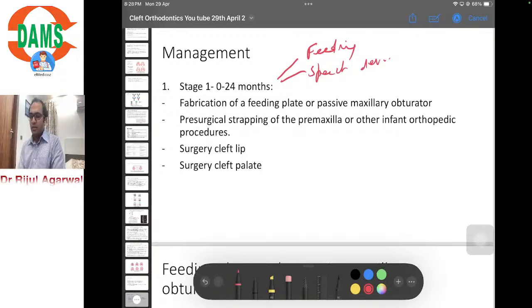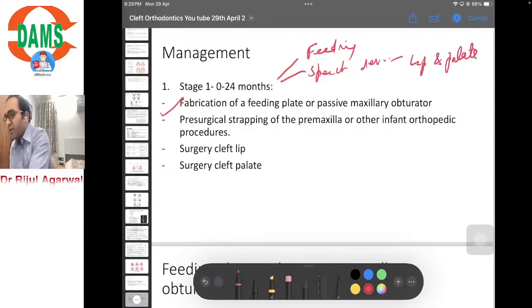Nothing else. For feeding, we fabricate a feeding plate or passive maxillary obturator, and for speech development we require repair of the lip and palate. Lip and palate surgery is needed. Before the surgery, we need to do some pre-surgical infant orthopedics, that is PSIO, and after PSIO we do the surgery of cleft lip and palate at this stage.